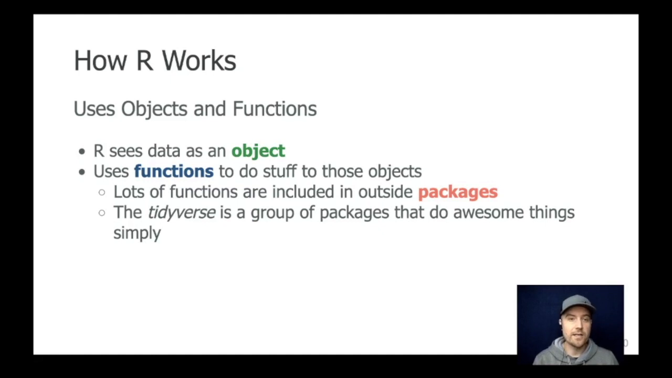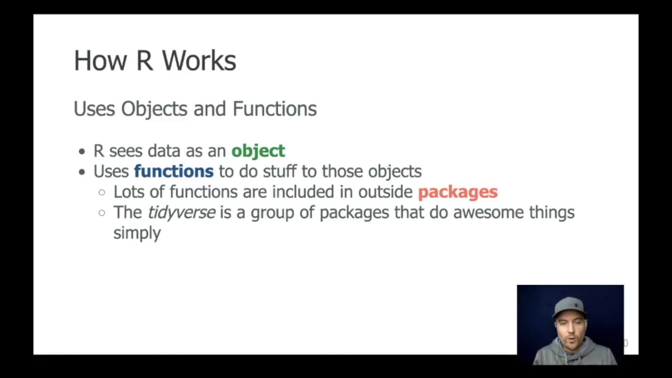What's nice is R sees things a lot like how we do. It uses objects and functions. In general, R sees data as an object. It's like a table or a chair, something that can be moved or adjusted or looked at. Whenever it does anything, it's going to use what's called a function. And lots of functions are included in what are called packages or outside packages created by people outside of the R world, people like you and me, that can create things that can do even more stuff in R.